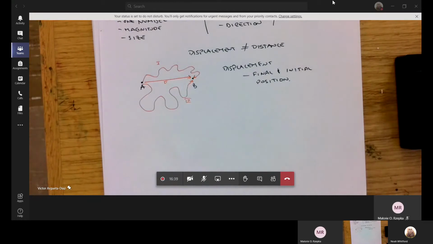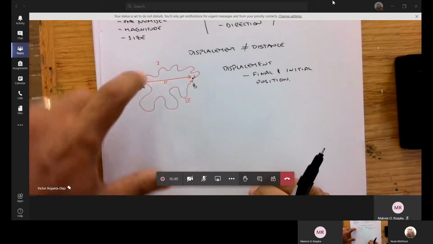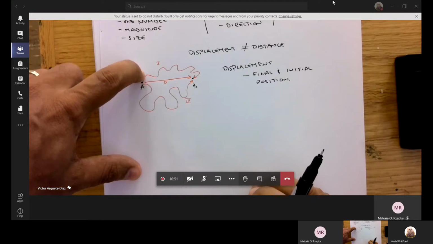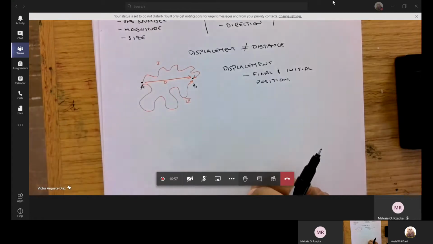Okay? For distance, it matters where you go and what path you take. For distance, we can say that path 2 is going to be the shortest distance, path 1 is going to be the medium distance, and path 3 is going to be the longest distance. So distance is the length of the path.